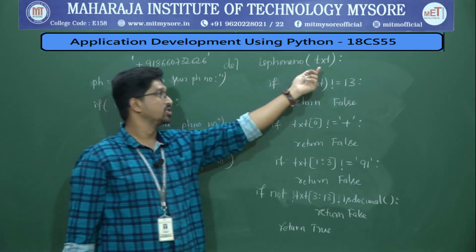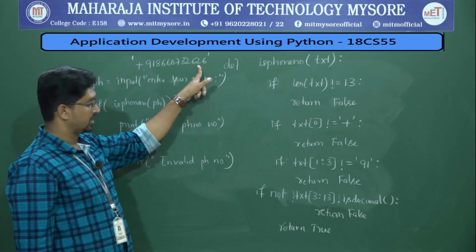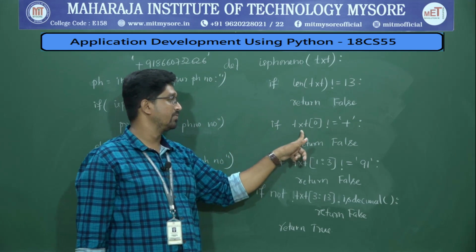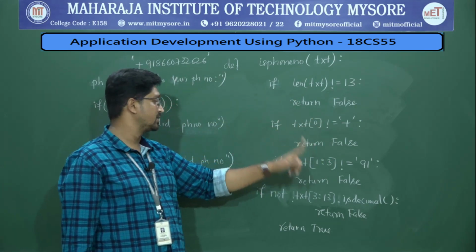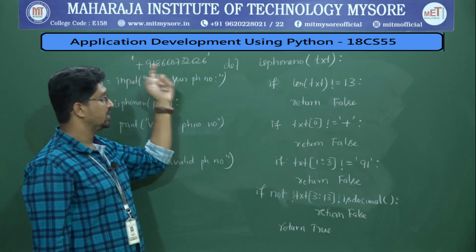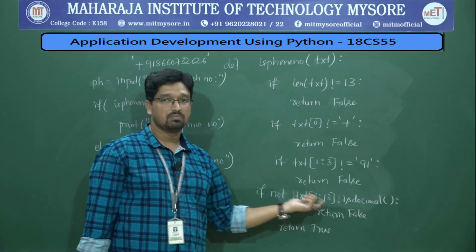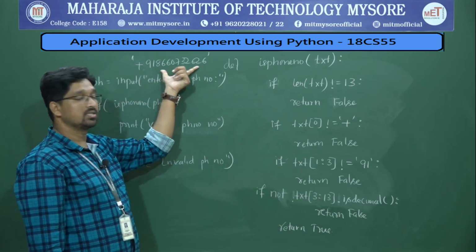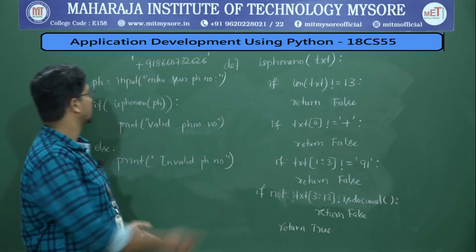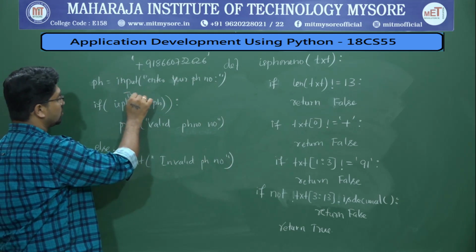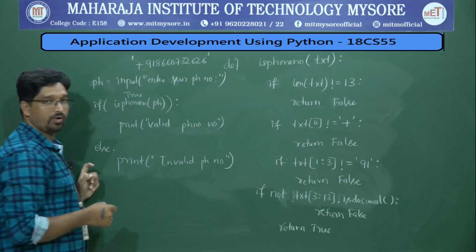It will be treated as a text. It will go to a function. It will check whether the length is 13. Yes, length is 13 characters. Then it will go to the next condition whether the text of 0 is plus symbol. Yes, it is a plus symbol. The condition fails. Whether text 1 to 3 is 91. Yes, actually it is a 91. Then whether the other 10 characters are decimal characters. Yes, they are decimal characters. Again the condition fails. Return true. So return back the result as true. So if of true, it will go inside the if condition, valid phone number.